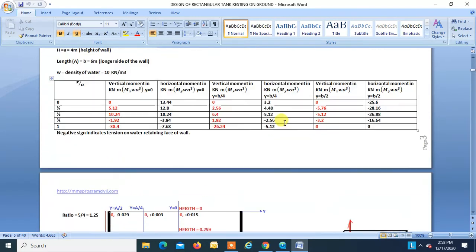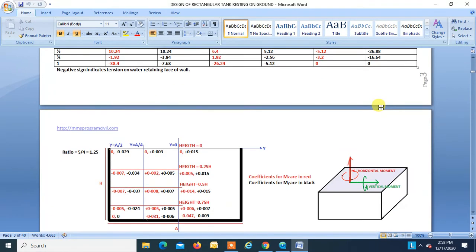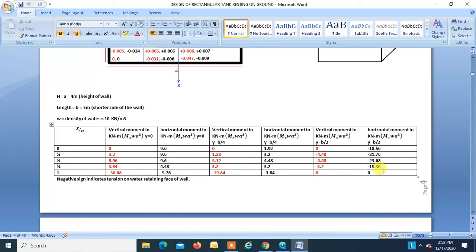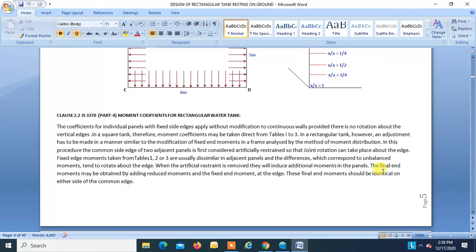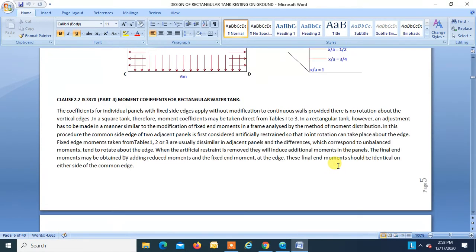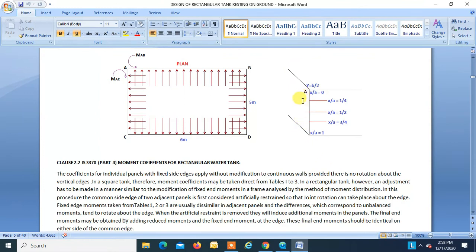So let us see, for x/a equal to 1 by 4 it is minus 28.16, and for x/b equal to 1 by 4, for the short panel, it is 21.76. Okay, so there is again a difference of roughly 7 kilonewton meter. Again you will have to distribute the moment like this, and the final moment you will get is 25.248, 25.248. So over here you got M_AB as 25.248 and M_AC as 25.248.